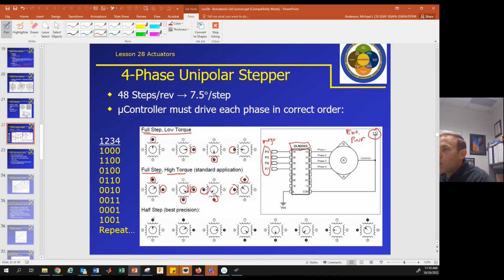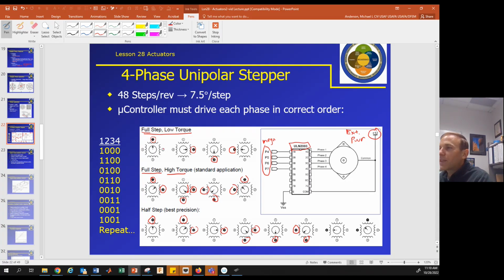Okay, and then we can get more precision by doing half steps. Here we turn on 1, then we turn on 1 and 2, then we turn off 1 and only have 2, then we turn on 2 and 3, et cetera, and that gives us twice the position resolution as we had with the full step mode.